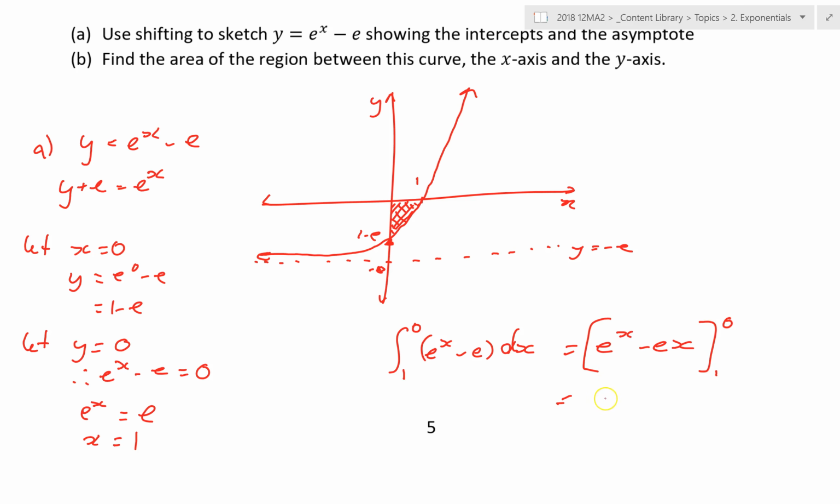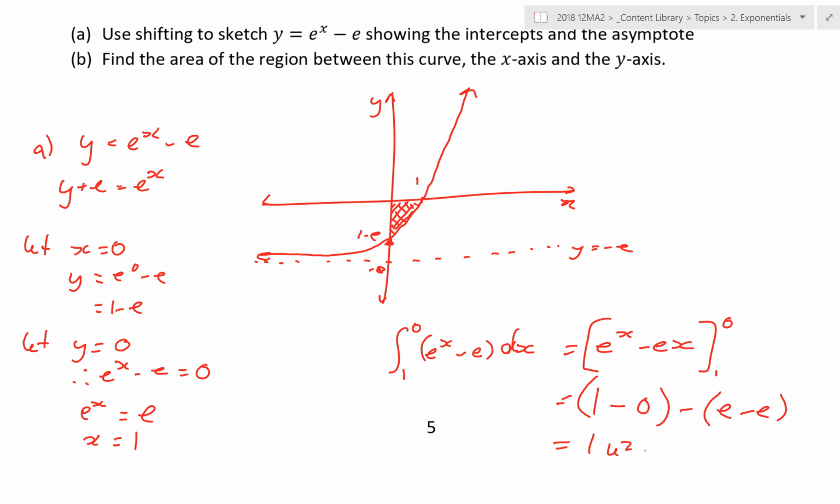So I get e to the 0, which is 1, minus 0. There's my first part. And from that I subtract e to the 1, which is e, and minus e times 1, that's minus e. You know, see, it's 0. I get an answer of 1 square unit. How neat and tidy. Wonderful.